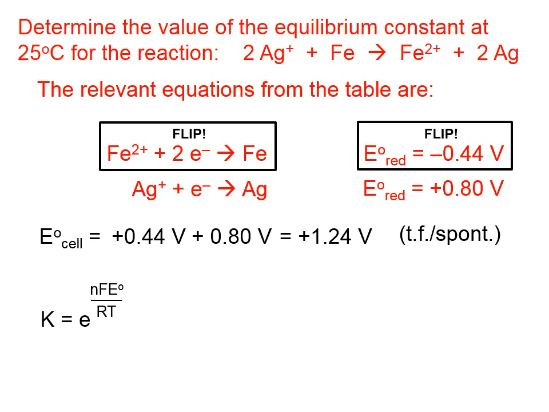And if we use one of the equations from our equation toolbox, we can figure out what the value of the equilibrium constant is. N, in this case, clearly is going to be 2 electrons. If we look at the equation here at the top of the screen, hopefully you can see that there are 2 moles of electrons that are going to be transferred. F is Faraday's constant. We just calculated E naught to be 1.24 volts. R is going to be 8.314, and the temperature in Kelvin is going to be 298.